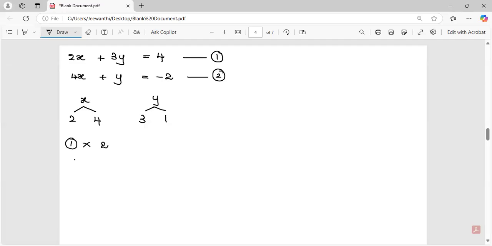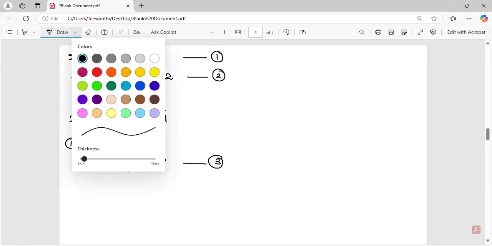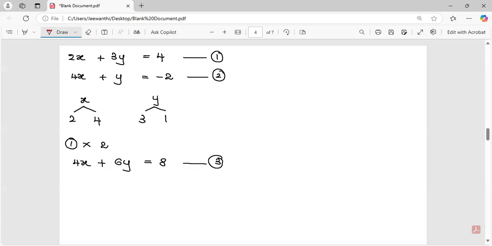I want to multiply equation 1 by 2, right? 2 times 2x, 4x, 2 times 3, 6y, 2 times 4, 8. So that is equation 3, right? Equation 3. So then I have to deal now with equations 2 and 3. Equation 2, you have 4x, and equation 3, you have 4x, right? So then we have the same thing.